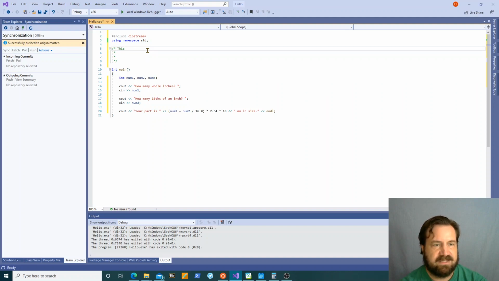So this main function converts a fractional inch part size to a metric part size in millimeters.